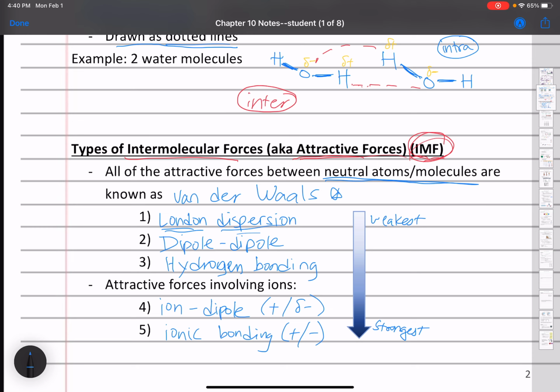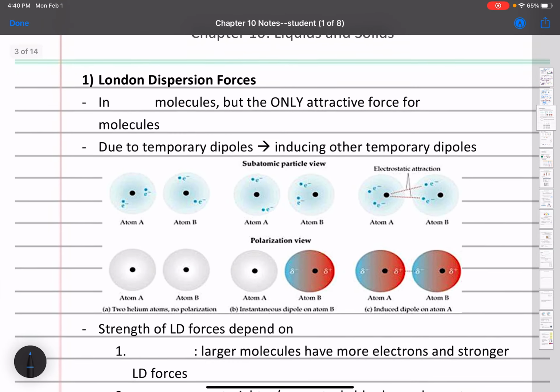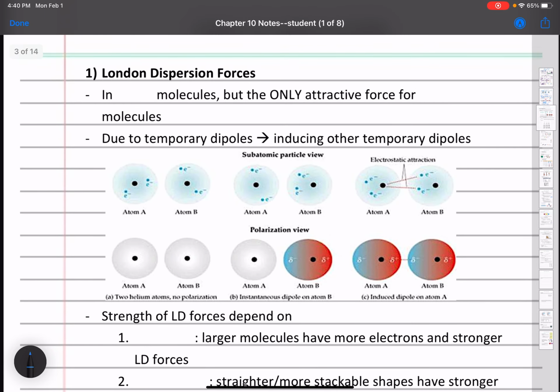And we're going to go through each of these in more detail now. Starting with the London dispersion forces, which are kind of the most complicated, I think, to understand, but also the easiest in the sense that every molecule has them.